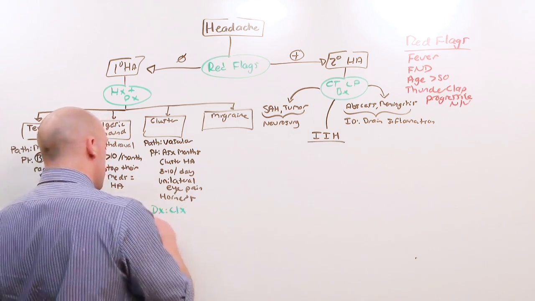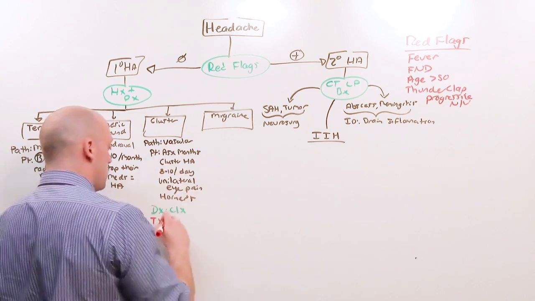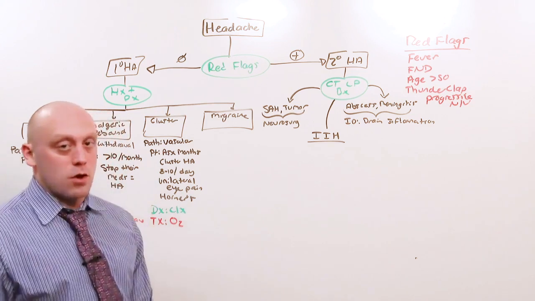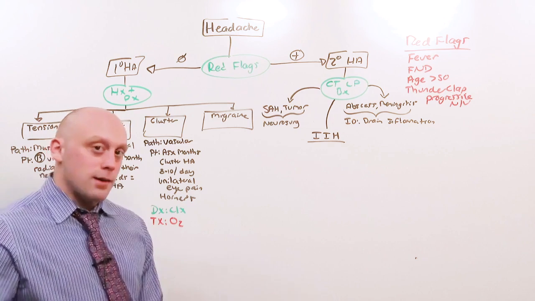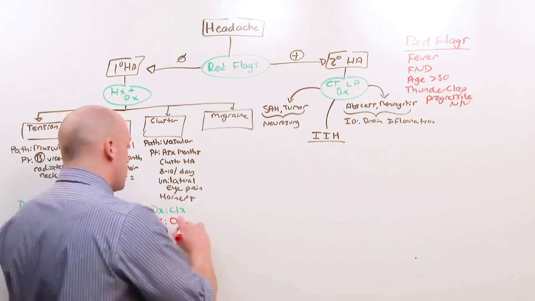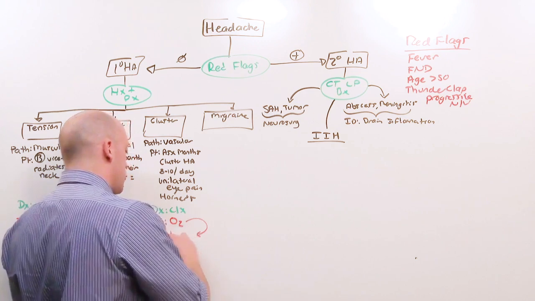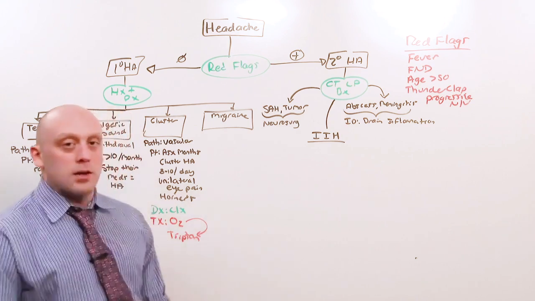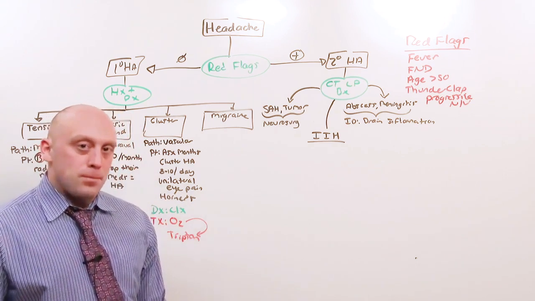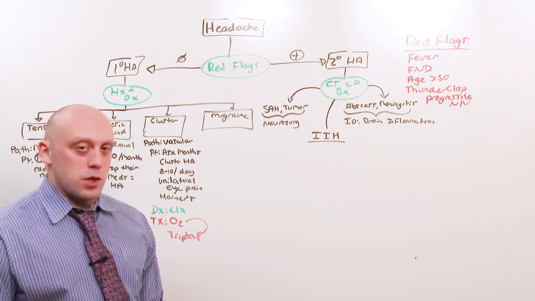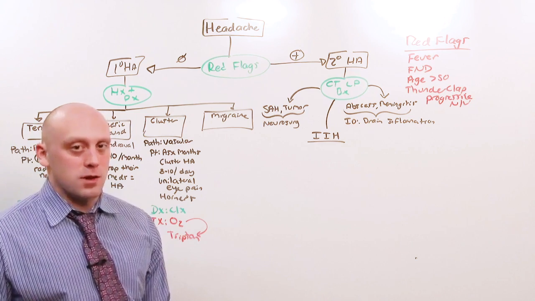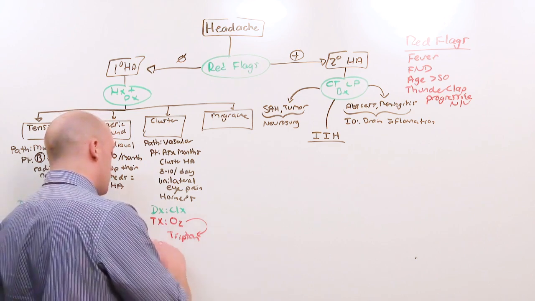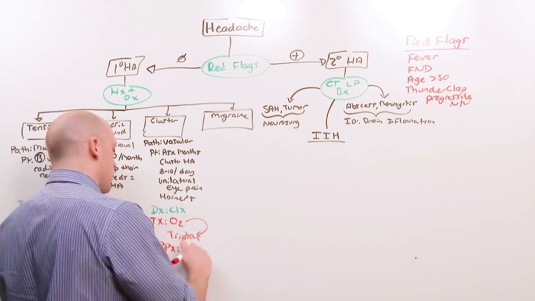And the treatment to abort someone in an acute cluster attack is to use oxygen, which is why this is a favorite board question. All you do is put them on some nasal cannula and their headache goes away. If that doesn't work, second line are the triptans. Do subcutaneous sumatriptan and you can abort the headache. But people probably don't want to get into the situation where they have to throw on oxygen all the time throughout the day to abort their headache. So what you can do is prophylax with calcium channel blockers like verapamil.